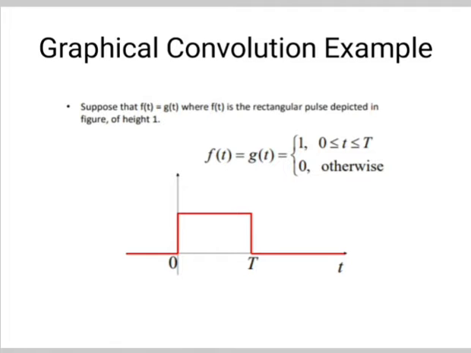Next is the classification based on the coefficients. It has two types: real discrete time system, where the impulse response samples are real valued, and second is complex discrete time system, where the impulse response samples are complex valued. So this is all about the classification of LTI discrete time systems based on different parameters.